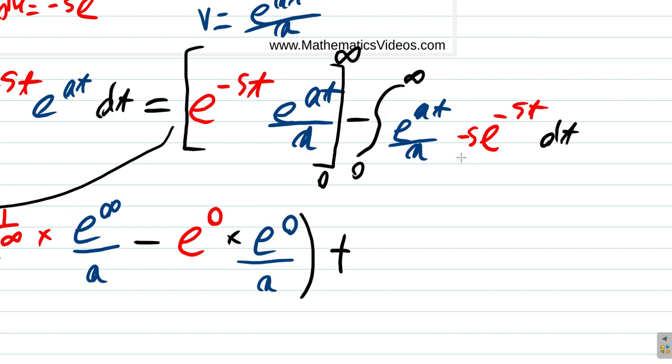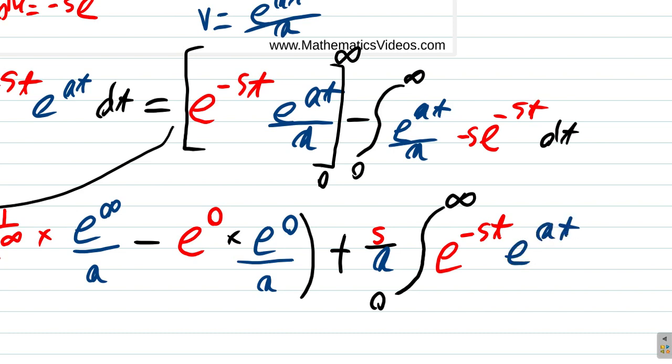We have constant s and the constant under here, a, so this is s over a, and then the integral from 0 to infinity. So we put the s over a outside the integral sign, so we're going from 0 to infinity of e to the negative st, e to the at, dt, all right?